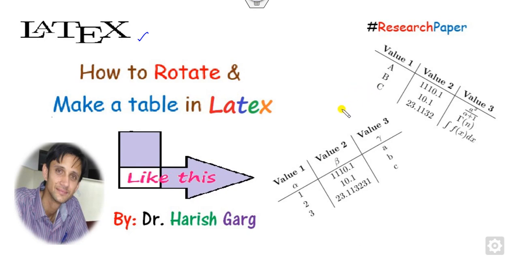What is the objective of this very short video? How you can rotate and make a table like this. You can see these tables are not horizontal or vertical, but have some angles. So how can we define this table in LaTeX, that is the objective of this presentation.